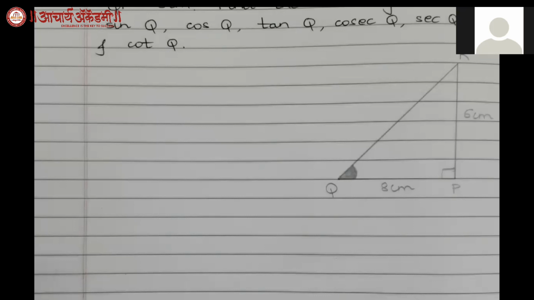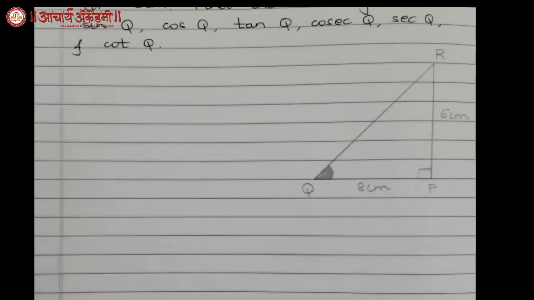Okay, so sin Q is opposite upon hypotenuse. The opposite side to angle Q is 6 centimeter and the hypotenuse will be 10 centimeter. So the value of sin Q will be 6 upon 10. I'll share you the solution.